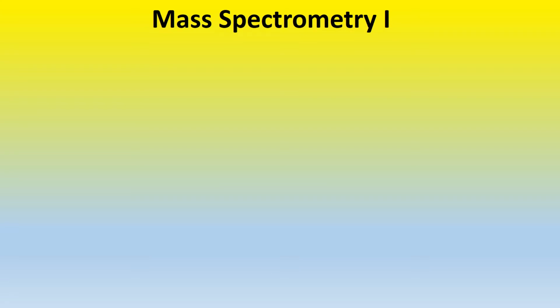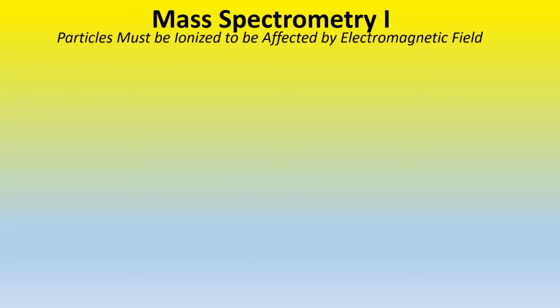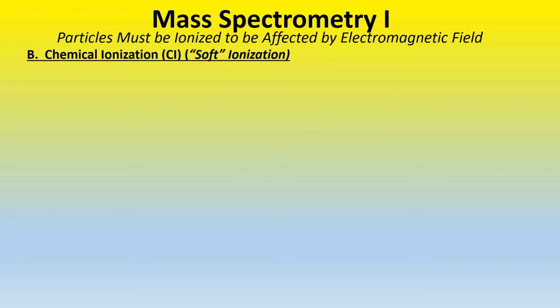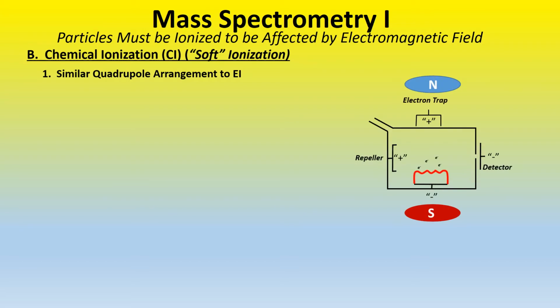A second way to ionize particles is called chemical ionization, or CI, which is characterized as being a soft ionization. You start with a similar quadrupole arrangement, almost identical, or as a matter of fact, completely identical, to the electron ionization.